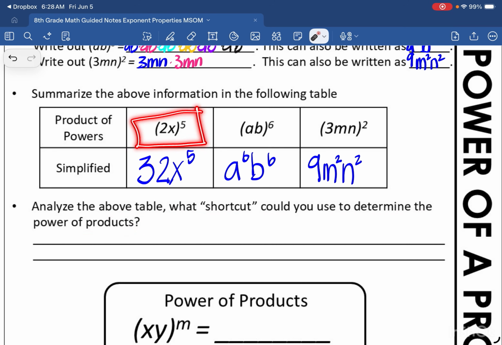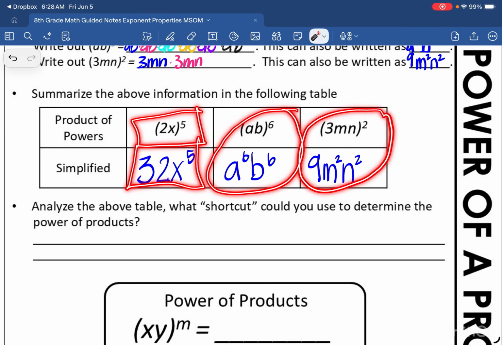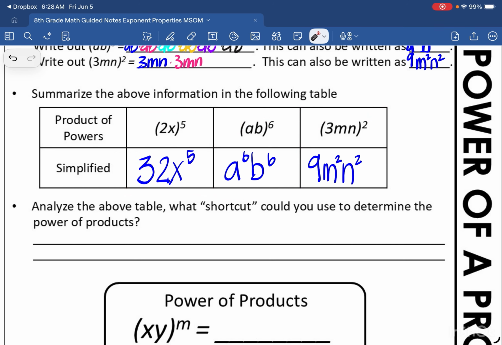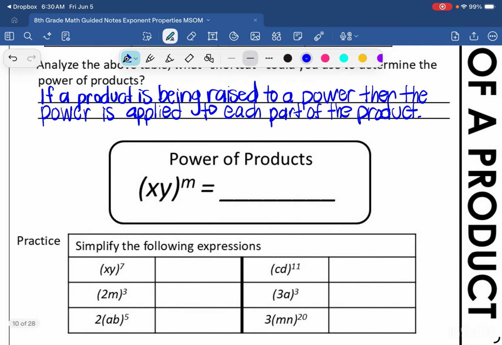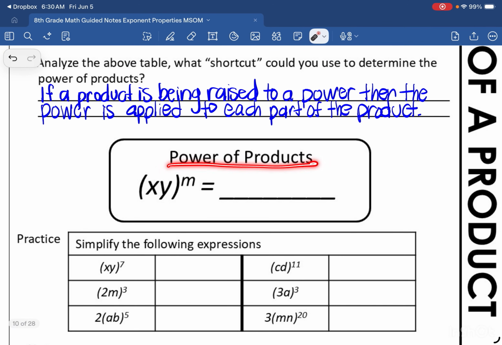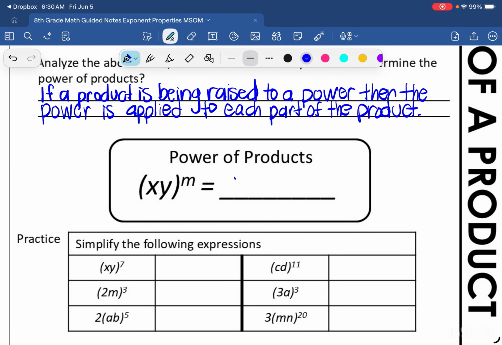So I'm looking at a relationship between these right here. Is there anything I can do that will help me to know what it is simplified rather than writing it out? If a product of 2 numbers or variables is being raised to a power, then the power is applied to each part of the product. So the power is going to go to each part of the product. In summary, power of products. X times y to the m is the same as x to the m times y to the m.